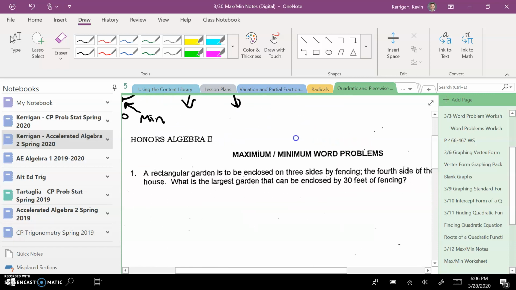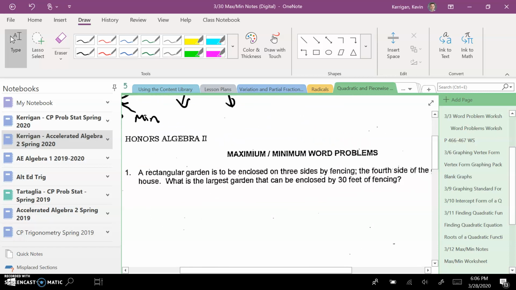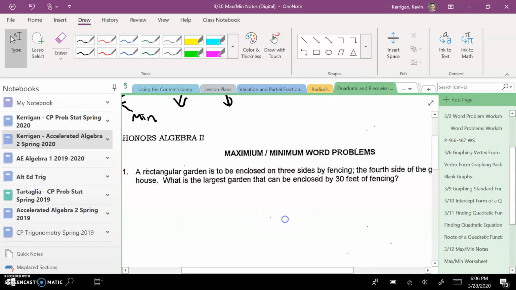Okay? So the first example that we're going to deal with is a rectangular garden that's wrapped around a house. Reading this off, the rectangular garden is to be enclosed on 3 sides by fencing, and the 4th side of the garden is a house. So what that will look like is this. I have a house here, and we'll say a rectangular garden that looks like so. So I have 2 sides that are the same length and 1 longer side. And again, that 4th side here is just going to be the house. So we only need those 3 to create this garden.